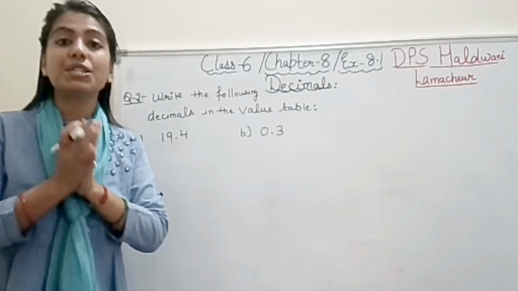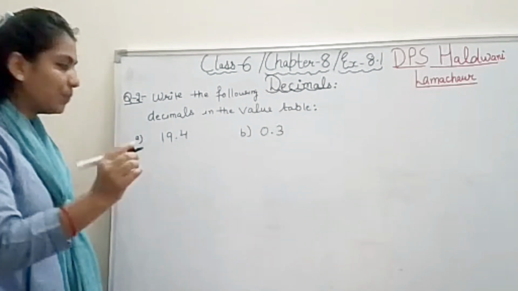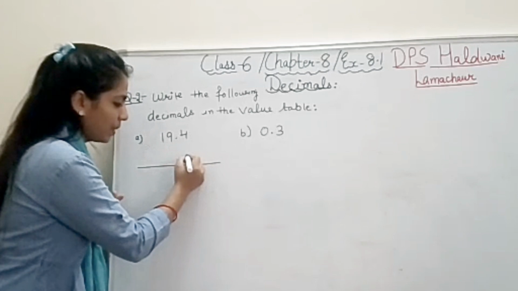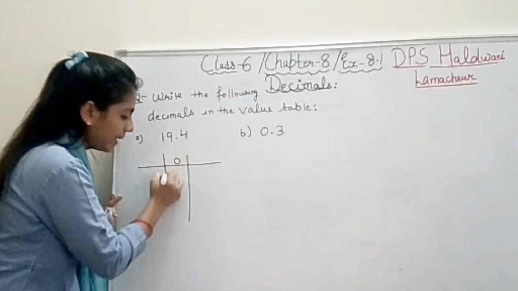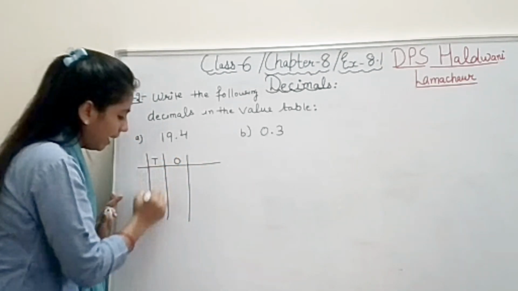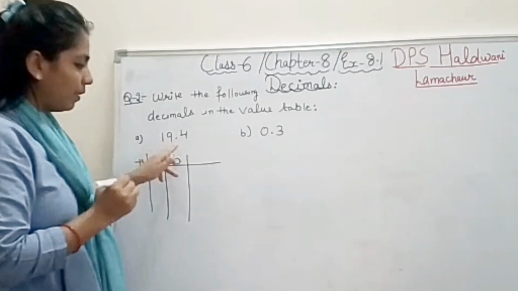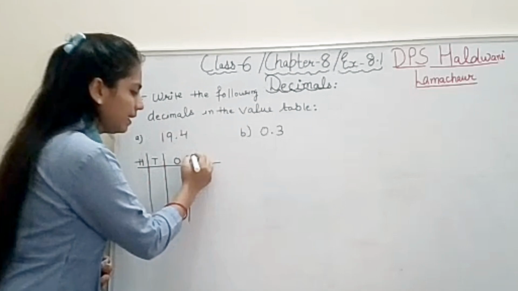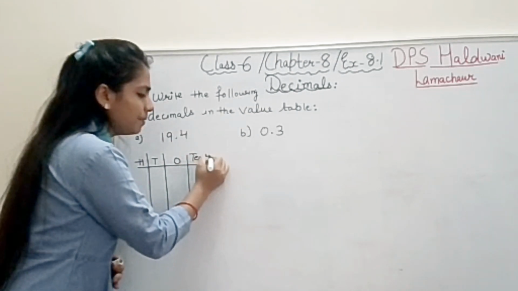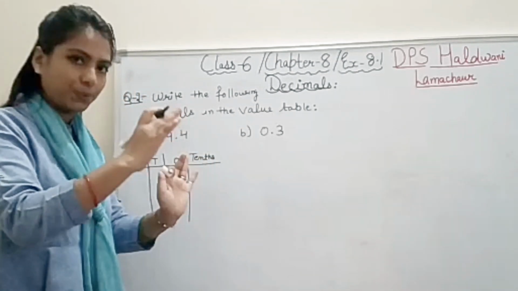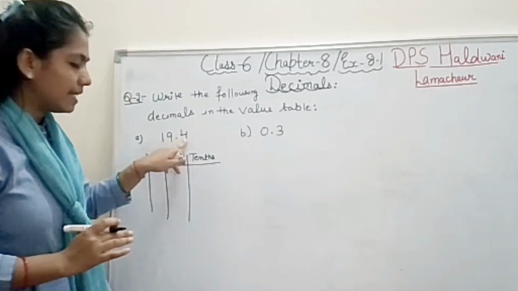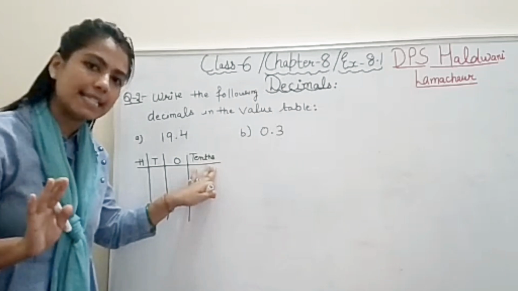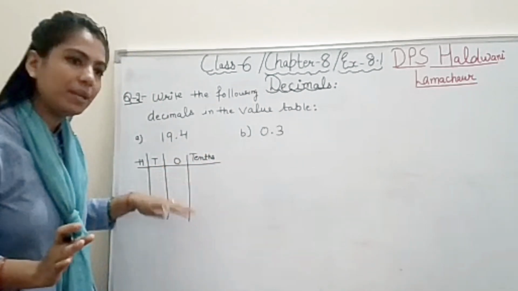Value table, place value table. Right? So you know students, we have 19.4. So you will make one table: ones, tens, and then hundreds, students. Right? Now the decimal is there. No need to put the decimal. If we write directly tenths, it means this is the decimal part only. Right? And as you can see, after the decimal there is only one value, that is 4. So I have written only tenths.